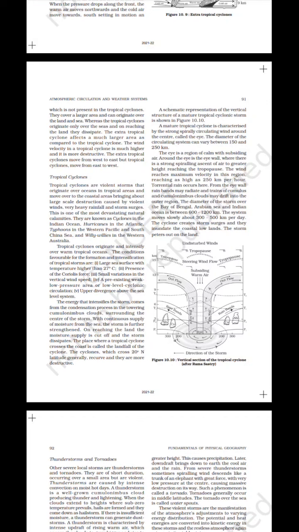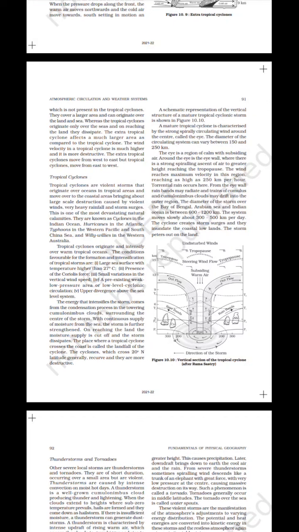Around the eye is the eyeball, where there is a strong spiraling ascent of air to greater height reaching the tropopause. The wind reaches maximum velocity in this region, reaching as high as 250 km per hour. Torrential rain occurs here. From the eyeball, rain bands may radiate and trains of cumulus and cumulonimbus clouds may drift into the outer region. The diameter of the storm over the Bay of Bengal, Arabian Sea, and Indian Ocean is between 600 to 1200 kilometers.